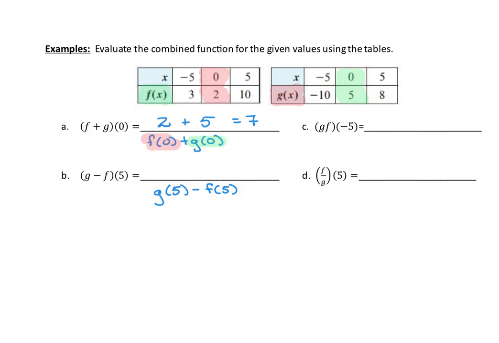All right. We want to plug 5 into the g equation. Notice this is backwards. And so here, g of 5 is equal to 8. f of 5 is equal to 10. And so we're going to go 8 minus 10, and we get negative 2.